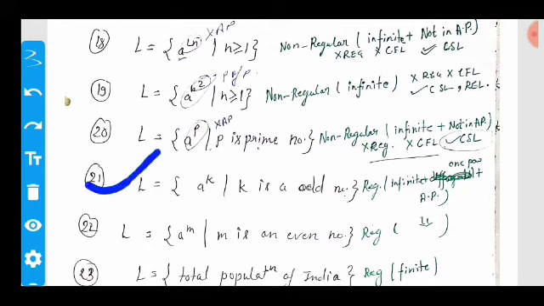Now move on to the next question. L equal to a to the power of m, where m is an even number. It also follows the above conditions and solution, because here also the difference between the two elements, the common difference, is always the same, which is 2. So it is a regular language. Now move on to the next question.